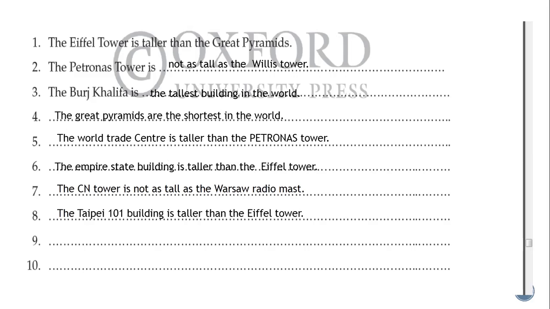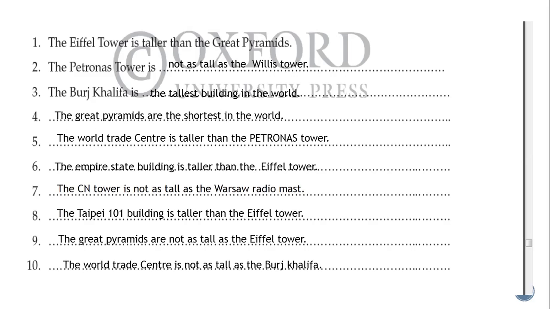The Taipei 101 building is taller than the Eiffel Tower. The Great Pyramids are not as tall as the Eiffel Tower. And the last one is the World Trade Center is not as tall as the Burj Khalifa. So here students, you can practice more sentences from the same diagram. You can make many sentences out of it. So you practice it.